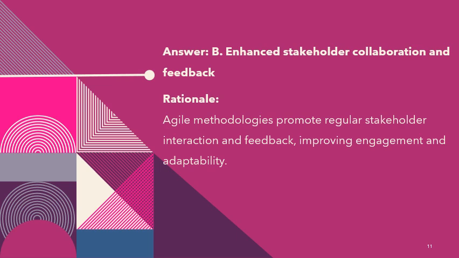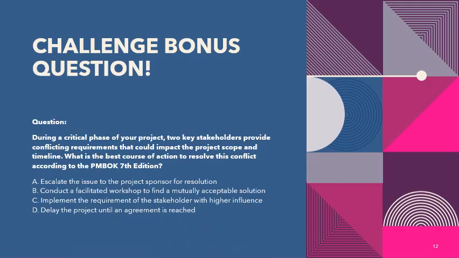The answer is B, enhanced stakeholder collaboration and feedback. The rationale: Agile methodologies promote regular stakeholder interaction and feedback, improving engagement and adaptability. So again, this underscores how important it is to continually communicate with project stakeholders. It is the heart of the project.